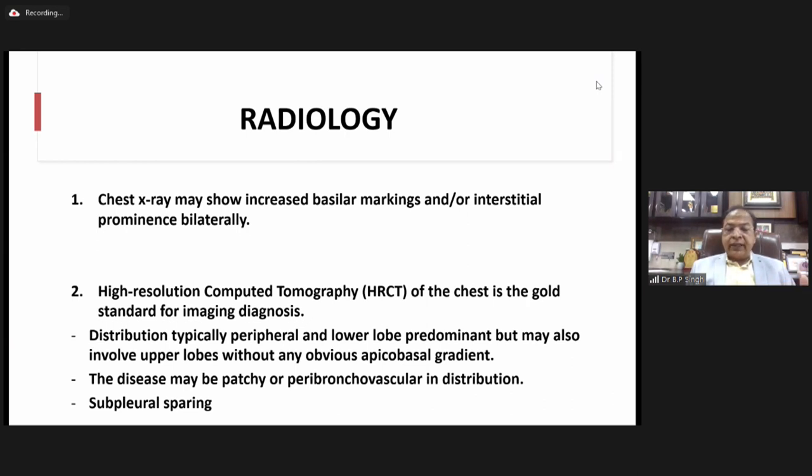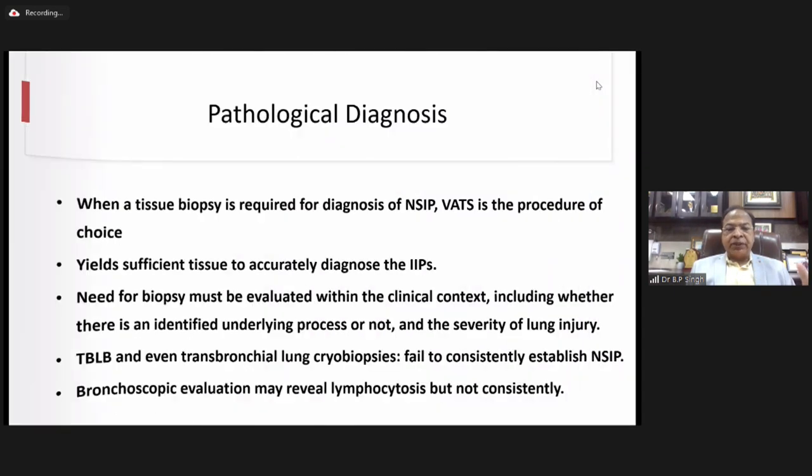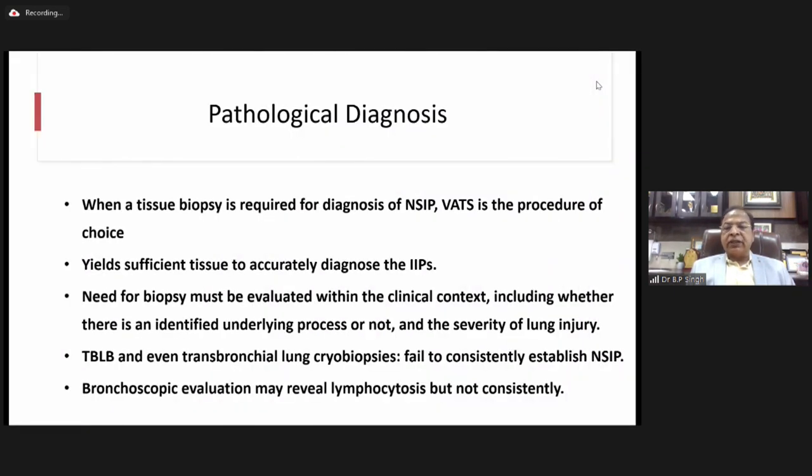I will not go into the detail of the HRCT as already mentioned by Dr. Bhavin, but you all know that the distribution is typically peripheral and lower lobe predominant, but may also involve the upper lobe without any obvious apicobasal gradient at times. Disease may be patchy or peribronchovascular in distribution. And one very important finding: there is subpleural sparing in many of the patients. When tissue biopsy is required for the diagnosis of NSIP, VATS is the procedure of choice.